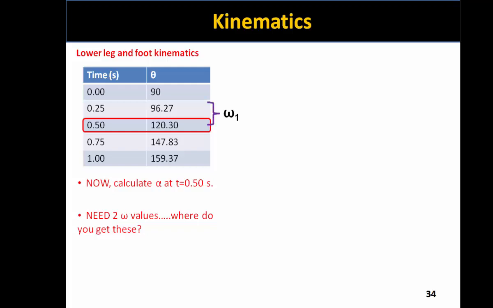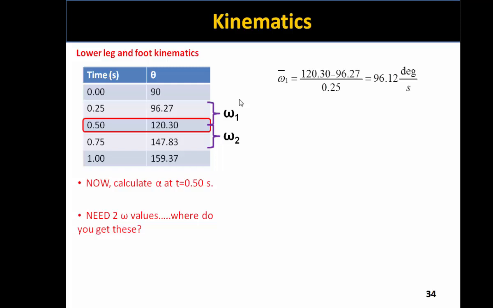Now, to get the acceleration that occurs at this point, we need an angular velocity averaged between this row, the 0.25 row, and the 0.5 row. That will give us our first angular velocity. And then we calculate a second angular velocity between the 0.5 and the 0.75 rows. That will give us 2 angular velocity values that will allow us to use the angular acceleration equation.